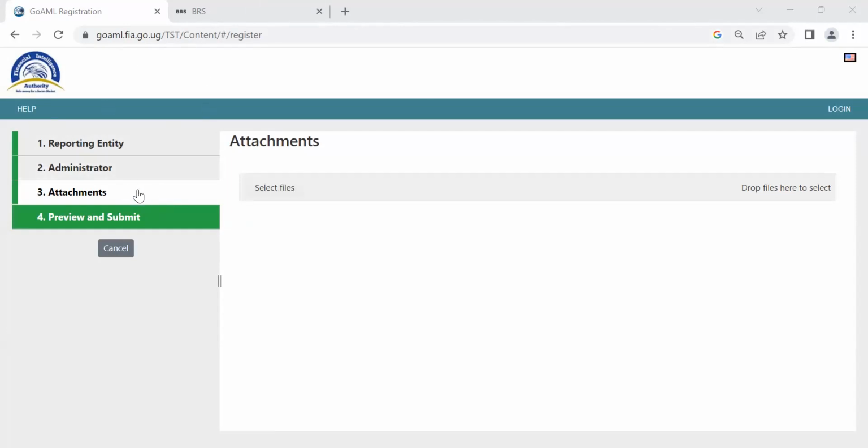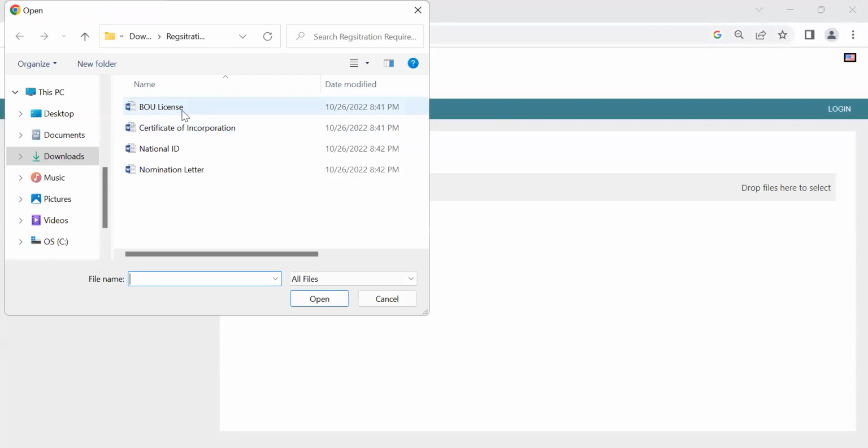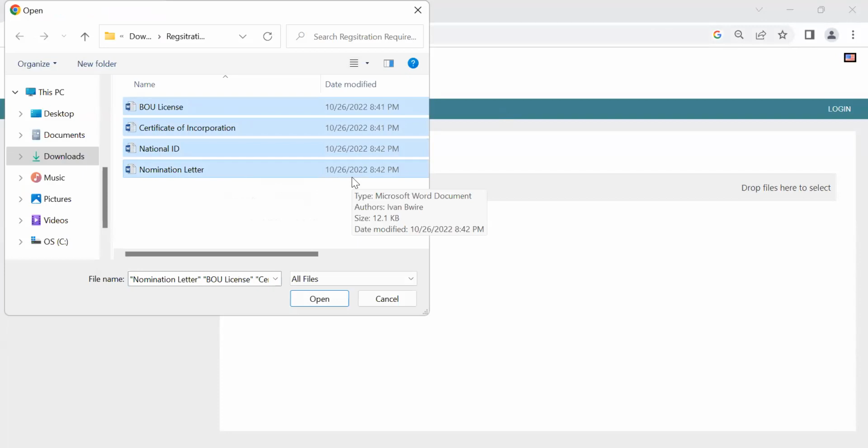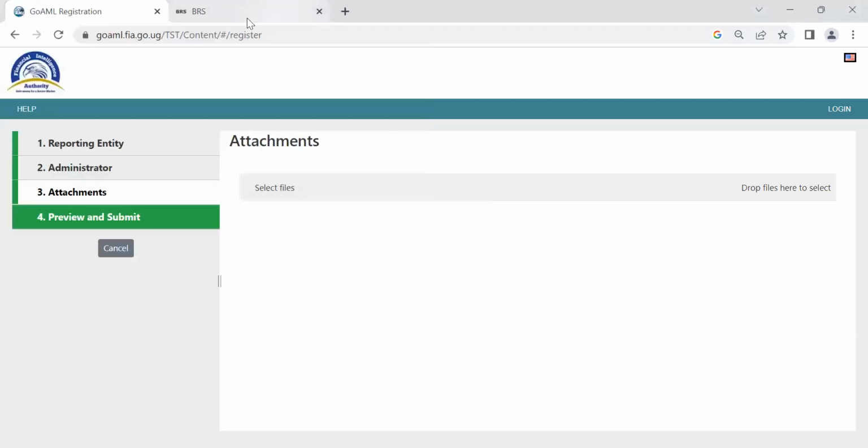You can move to attachments, and this is where we'll expect those. I think there are about 6 attachments: your BOU license, certificate of incorporation, national ID of the users, the nomination letter, the Form 1 and Form 3, which you download from our website. I'll just go to our website and show you where they are.